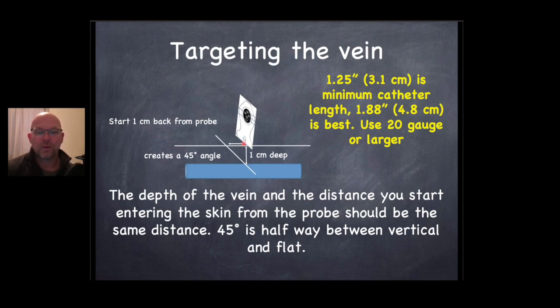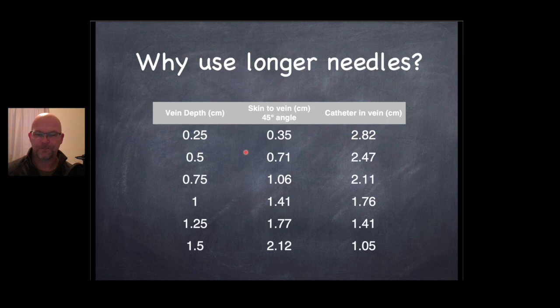Say your vessel measures 1 centimeter deep to the top. If you come 1 centimeter back from the beam, not the edge of the transducer, but from the center of that beam, and go in at a 45-degree angle, your needle should come into view right as it contacts that vessel.